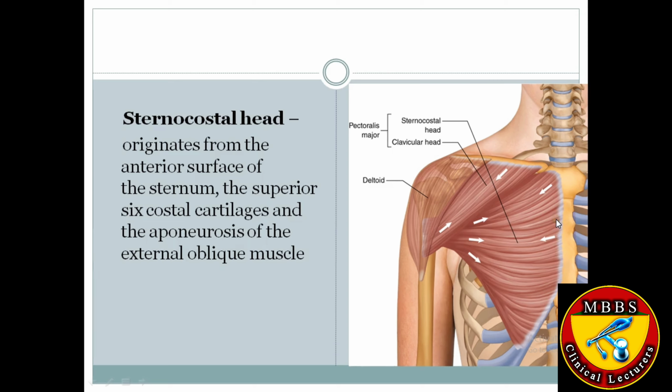Now, what are the costal cartilages? Costal cartilages are hyaline cartilages that help to prolong the ribs forward and contribute to the elasticity of the walls of the thorax. Then, what is aponeurosis? Aponeurosis is a type of deep fascia. Its primary function is to join the muscle and the body parts it acts upon. So, the sternocostal head of the pectoralis major muscle originates from the anterior surface of the sternum, the upper 6 costal cartilages, and the aponeurosis of the external oblique muscle.